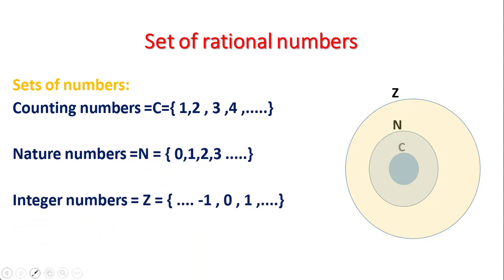Then we studied integers. Integers consist of positive numbers, 0, and negative numbers. All are whole numbers. So, the set of counting numbers is a subset of the natural numbers, and the natural numbers are a subset of the integers.